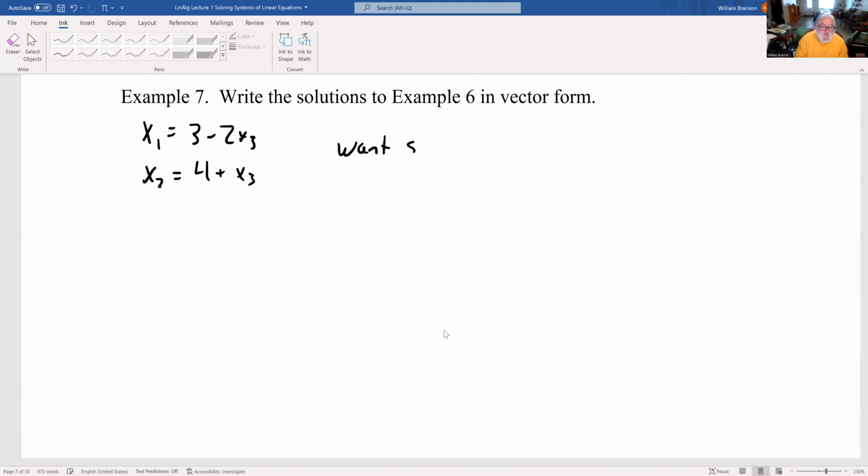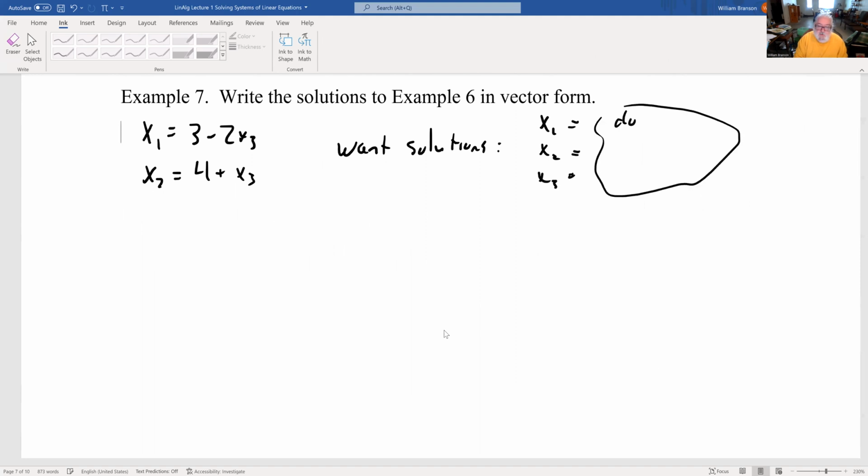And we want solutions to be X1 equals something, X2 equals something, X3 equals something, and we don't want any of those three things showing up on that side. So what we're going to do is add an extra equation. We'll set X3 equal to T, and this is a parameter or arbitrary constant.